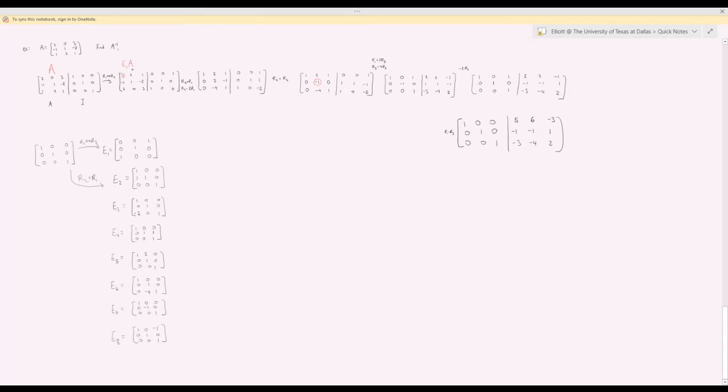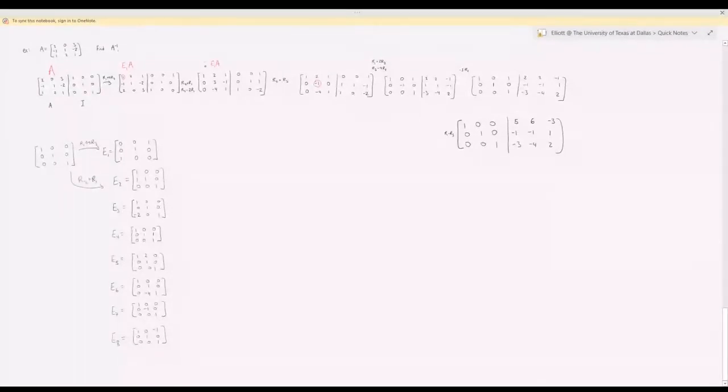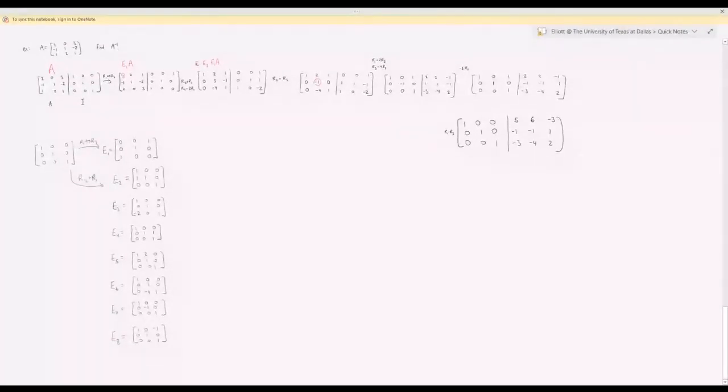Now likewise, we perform these two row operations next. So that's the same as multiplying by these corresponding elementary matrices. And on the left, so we had E1A, and then if we multiply by E2, followed by E3 on the left, that product should now give us this matrix.